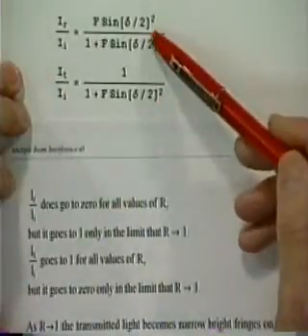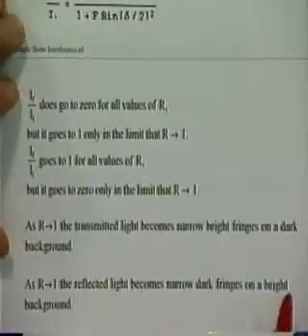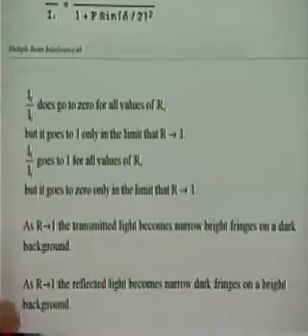Now for the reflected light, as R goes to 1, the reflected light becomes narrow, dark fringes on a bright background. So anyway, that's all stated down here, especially for those of you out in TV land who don't have the notes yet. So as R goes to 1, the reflected light becomes narrow, dark fringes on a bright background. And of course, these two will add up to whatever the incident radiation is. Okay? Well, let's look at a couple of plots here.